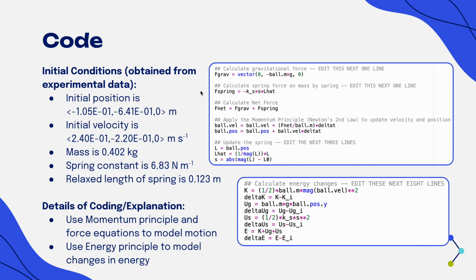So for the code, we copied the exact same conditions from the experimental data. The only difference is that the initial velocity was calculated using the data points. And then afterward, we use the momentum principle and the force equations to model the motion. So that's what this whole first half here is: calculating the net force and then updating the position and velocity. And for the second half, we use the energy principle to model the changes in energy. So that's what that looks like here. It's just applying all of the formulas, such as kinetic energy is half mv squared, and spring energy is half ks squared.